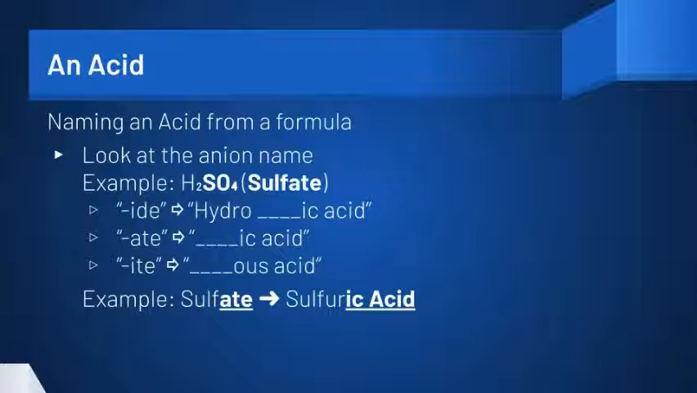There are 3 rules to naming an acid. When an anion ends in "ide," it goes to hydro-blank-ic acid. When an anion ends in "ate," it goes to blank-ic acid. And when an anion ends in "ite," it goes to blank-ous acid. So for example, this sulfate ends in "ate." We know now that "ate" endings go to blank-ic acid. So we're going to take the root word of sulfate, which is sulfur, and we're going to do sulfuric acid, and that is the name of H2SO4 in acid form.